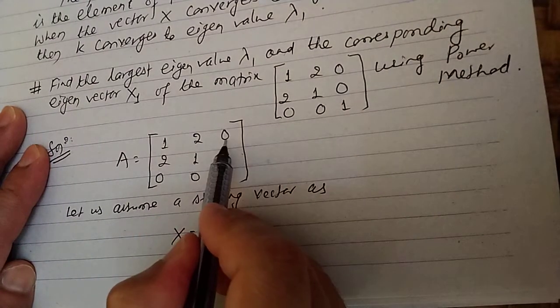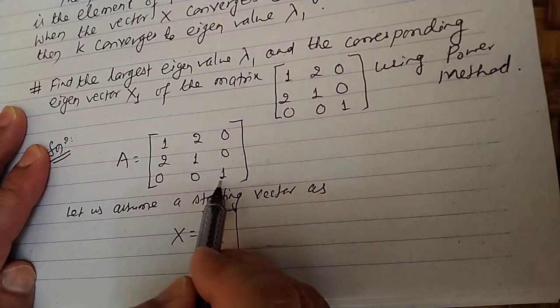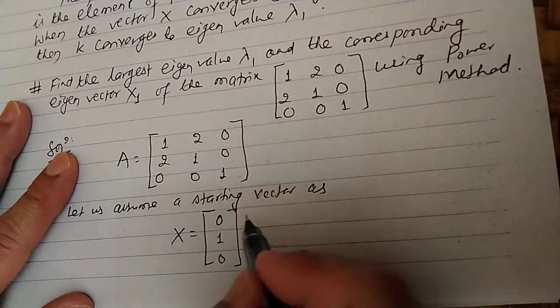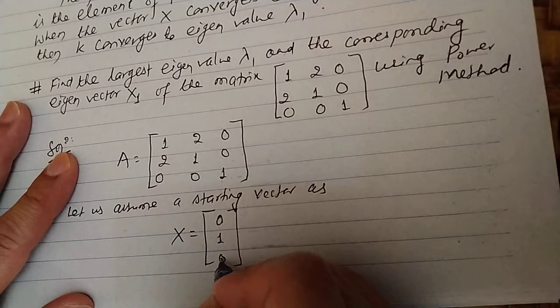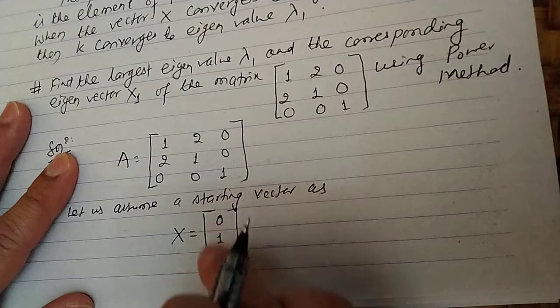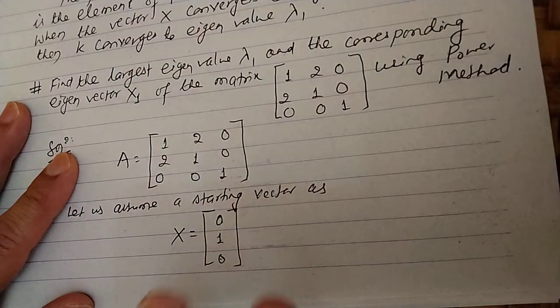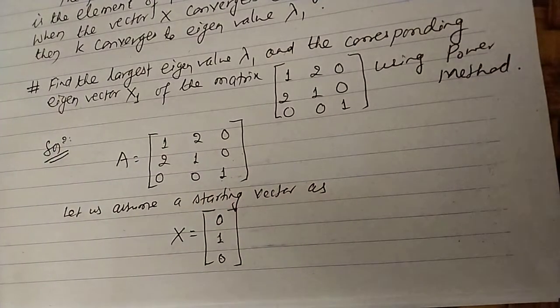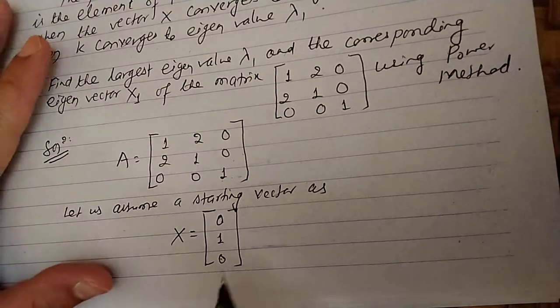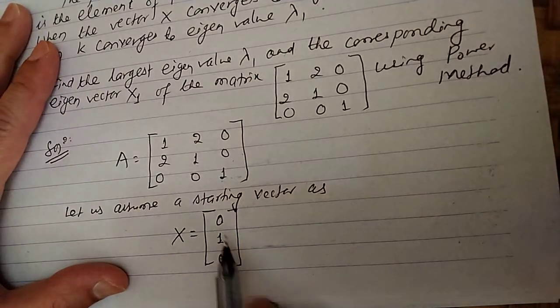It has a 0 in it, it has a 0 in it, it has a 0 in it in the row, any one element. So it should be 0 0 0, but this is an exception because every row contains a 0, so that would be 0 1 0. This is the way of taking a starting vector. However, the starting vector is arbitrary, you can take whatever starting vectors you like.